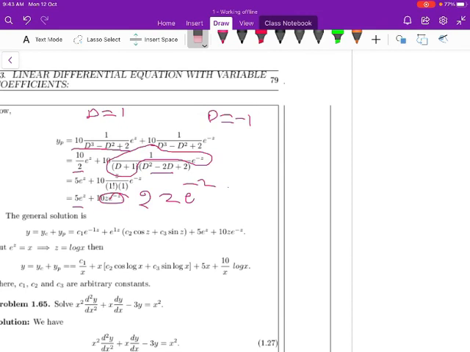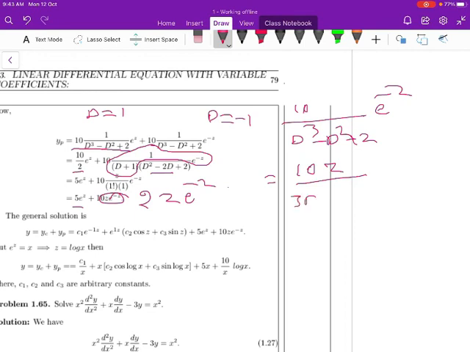We can solve another way, the second term. So that is 10 into 1 by D cube minus D square plus 2 into e power minus z. When you take D equal to minus 1, the denominator is 0. So for that, in the numerator multiply z and differentiate the denominator with respect to D. So that is 3D square minus 2D into e power minus z.